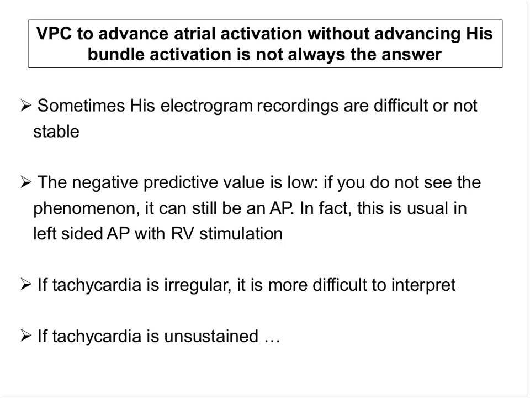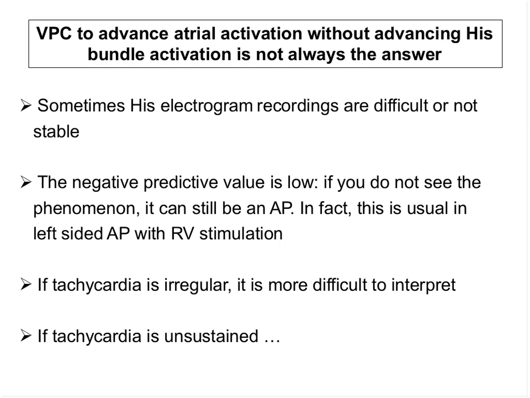The key way to make the differential diagnosis between regular supraventricular tachycardias is to introduce VPCs during the tachycardia. Now, if we see an advance of the atrial activation when the HIS is refractory, then this makes the diagnosis of the presence of an accessory pathway.